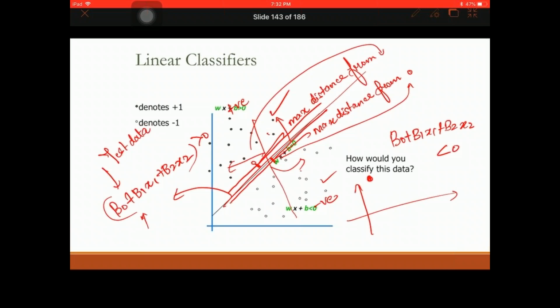Let's say you have it like this, and you have something like, let's say, these. How many lines can you fit? Many lines you can fit, right? Infinite lines. So you need to have a measure, right? Which is the best line you want to fit.